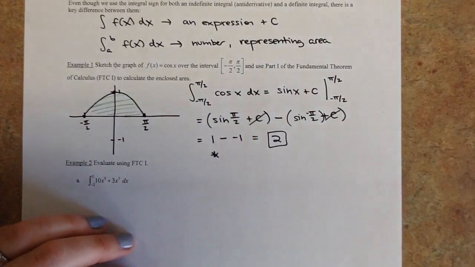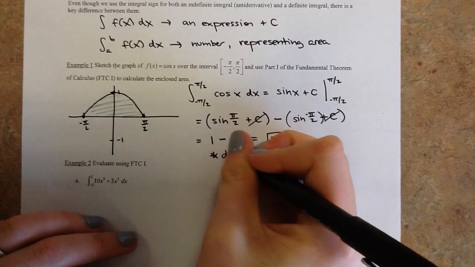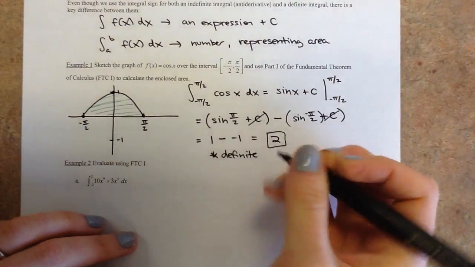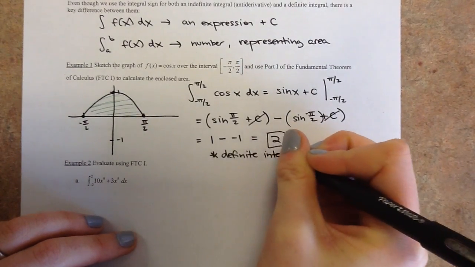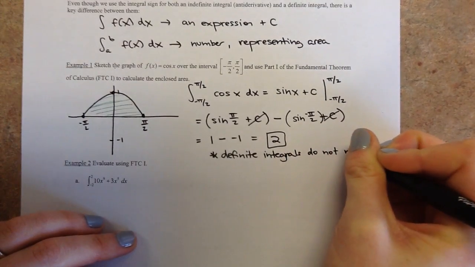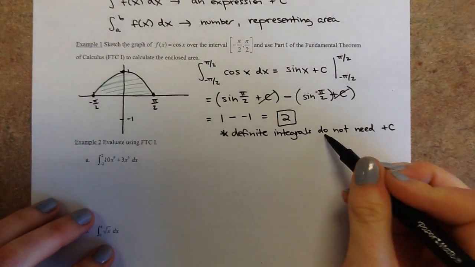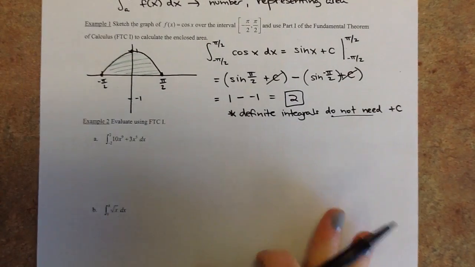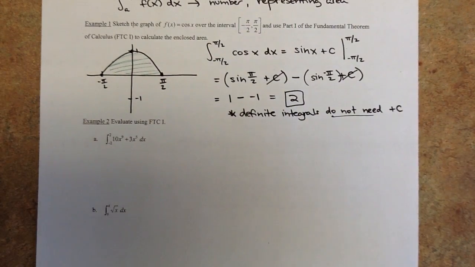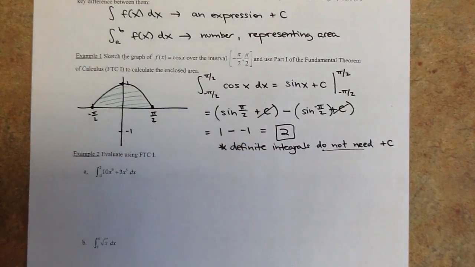Big important note that I want to make about the C. Definite integrals, that is what we're doing here when you've got the lower and upper bound, do not need plus C. Okay, definite integrals do not need a plus C. The reason is, if we did it, they would just cancel each other out. So it's almost like a waste of our ink to even put the plus C. The indefinite integrals need the plus C. The definite integrals would just cancel out anyway, and so it's not important.